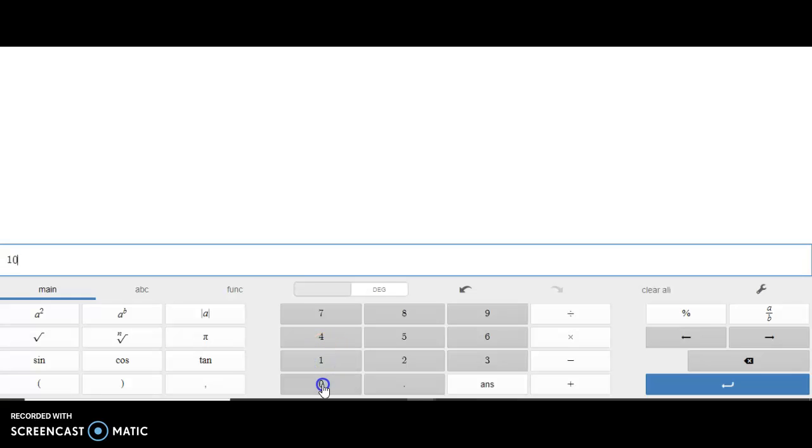So we have 102, and we want to type it in exactly how it looks. So minus, then open a parentheses, then do minus again, and put a 25, and close your parentheses. And you will see that it gives you the same answer that we got. It is 127.